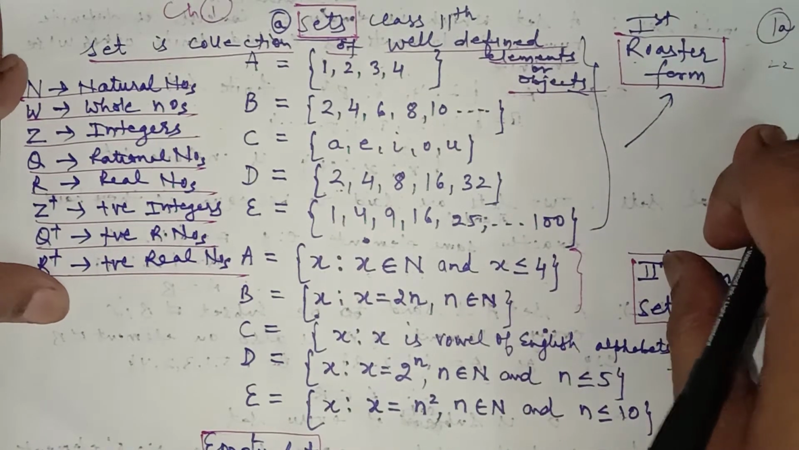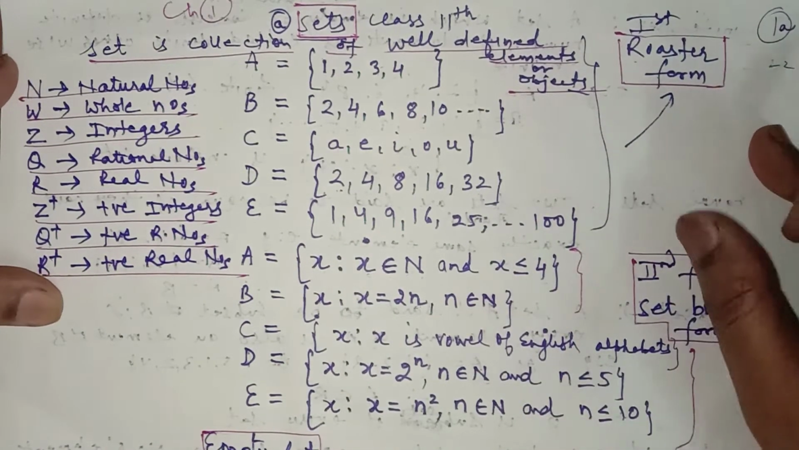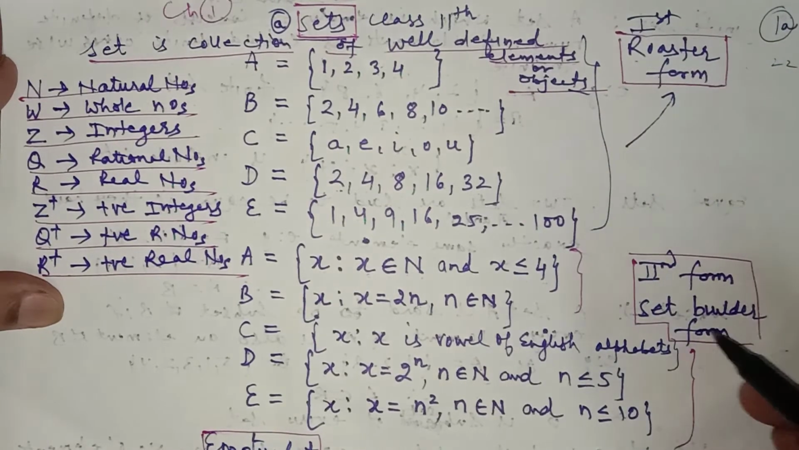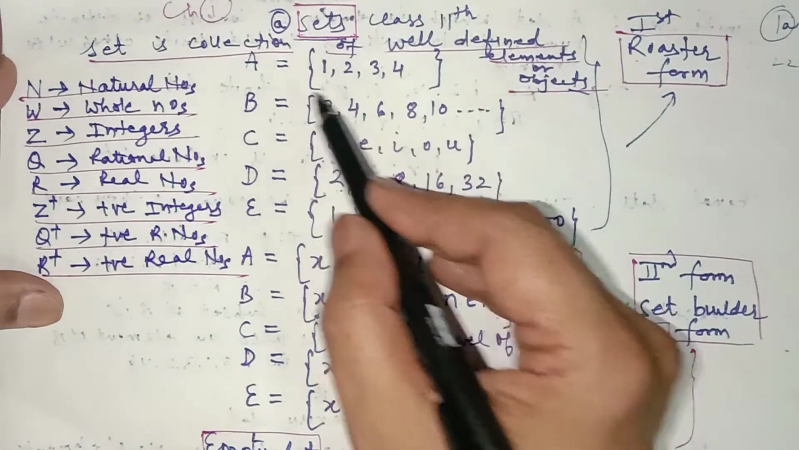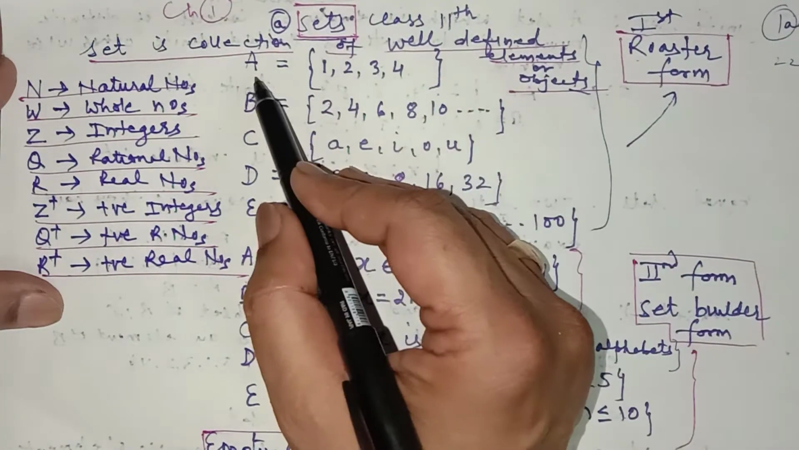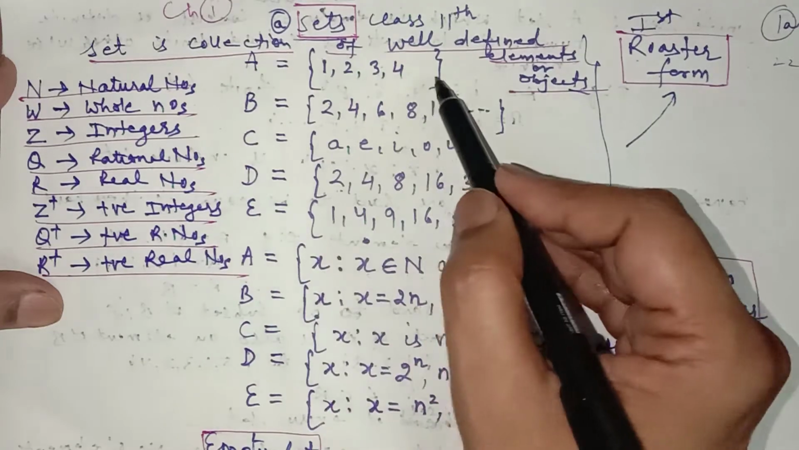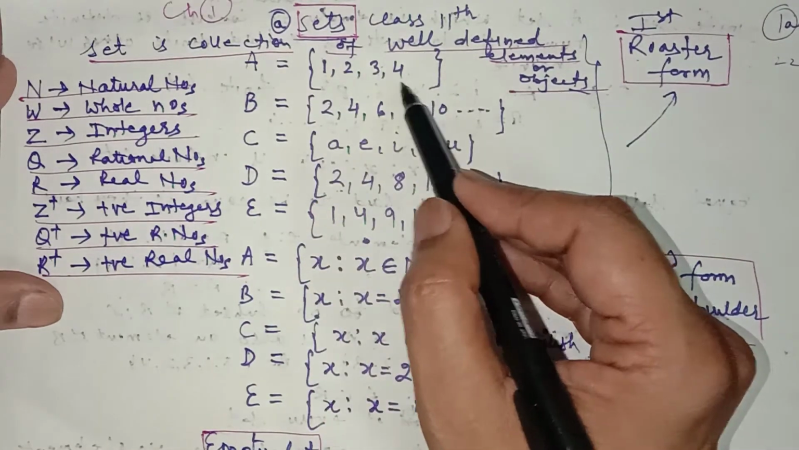Now we can represent a set in two forms. First is the roster form and another is the set builder form. The roster form is the method of representation of a set like this: a capital alphabet, curly brackets, and the elements in it.